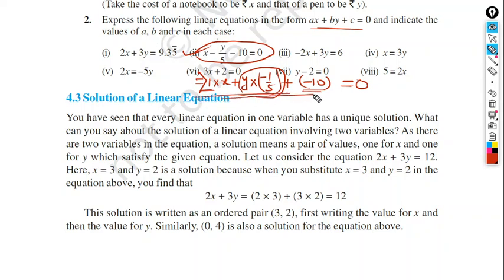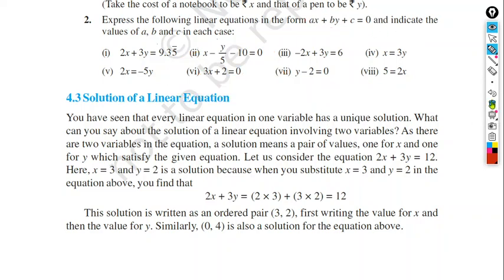So we have got the value of a, b and c, and also we have represented this in the form of ax plus by plus c equal to 0. Now we will move to the next one. I think this you can do. You just bring this 6 to LHS and it will be solved. Then IV and V are same. I will do one of it.